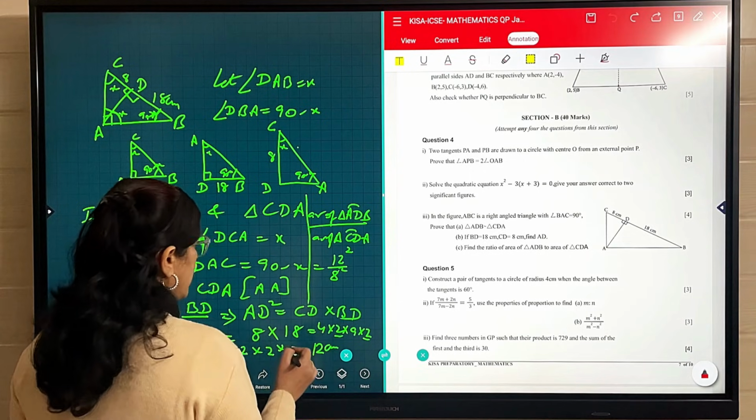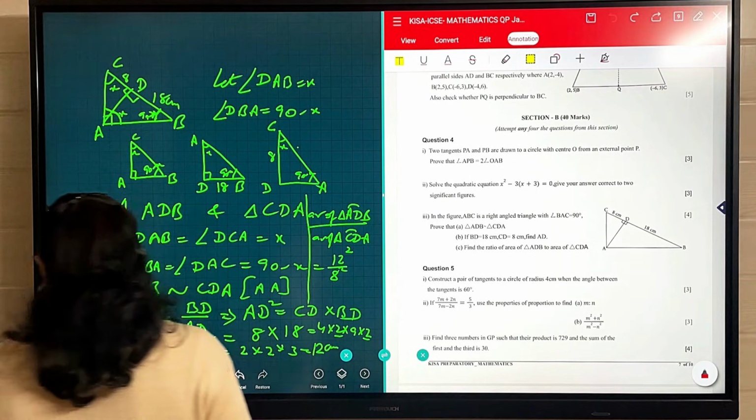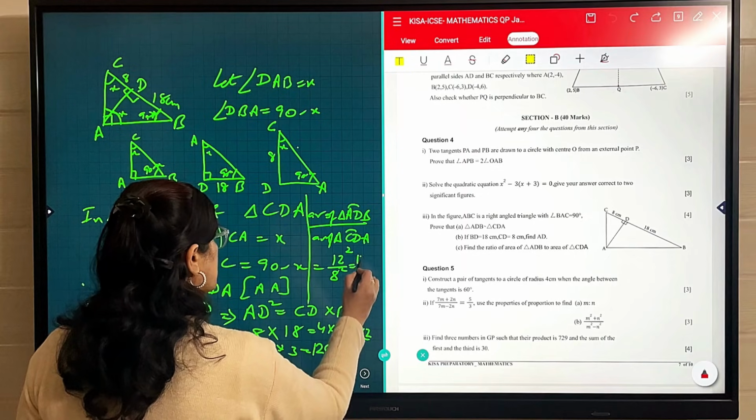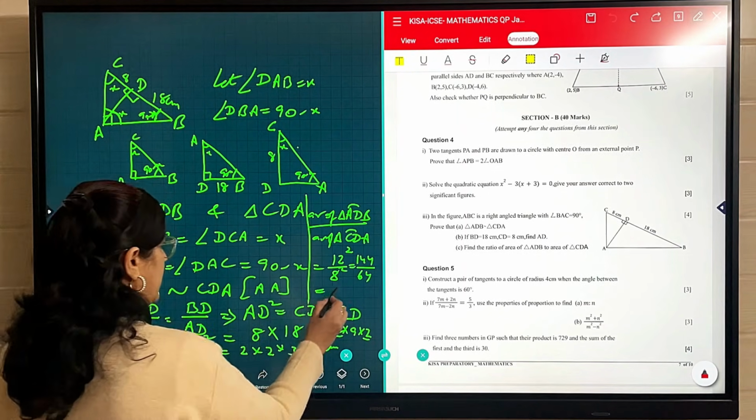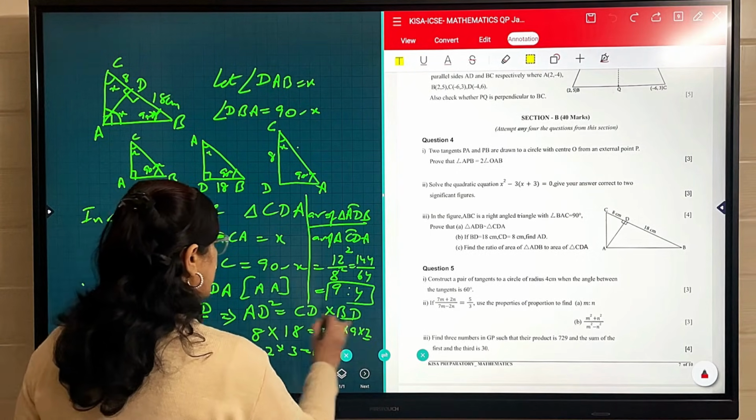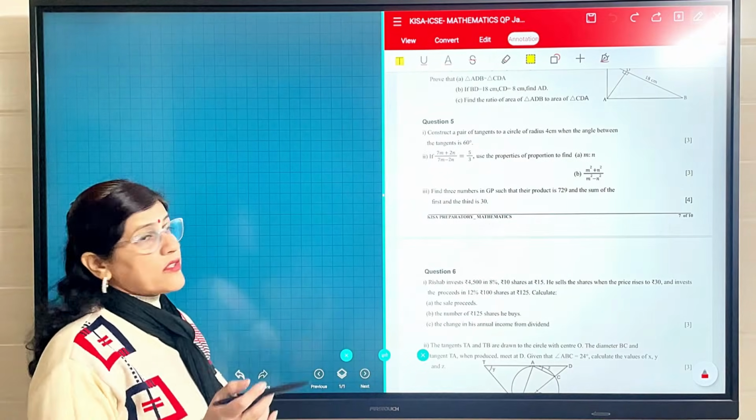So this is the ratio, 12 square upon 8 square. 12 square upon 8 square means 144 upon 64. If you cut with simpler numbers, then you will get 9:4 as the final answer of this question. Now next is question number 5.